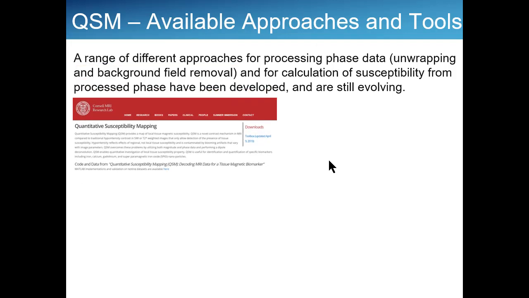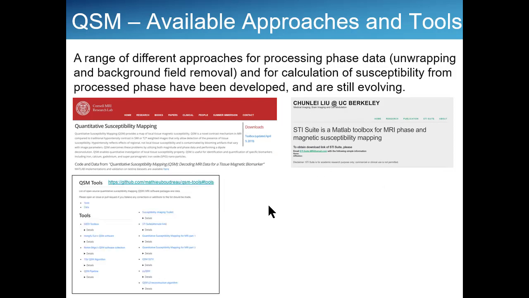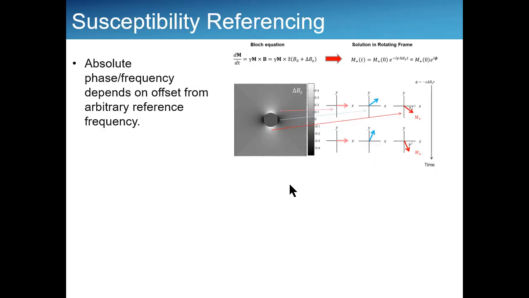So there are packages available if you're new to the field. There's the package from Mehdi from Cornell, there's the STI Suite package from Jun Li in Berkeley, and there are some nice resources also on GitHub where people have put together many of the available software packages around. So these are useful places to go. And of course, deep learning is beginning to be applied in this area. So it's a moving target, and being able to test these different approaches and how they behave on data is very important.